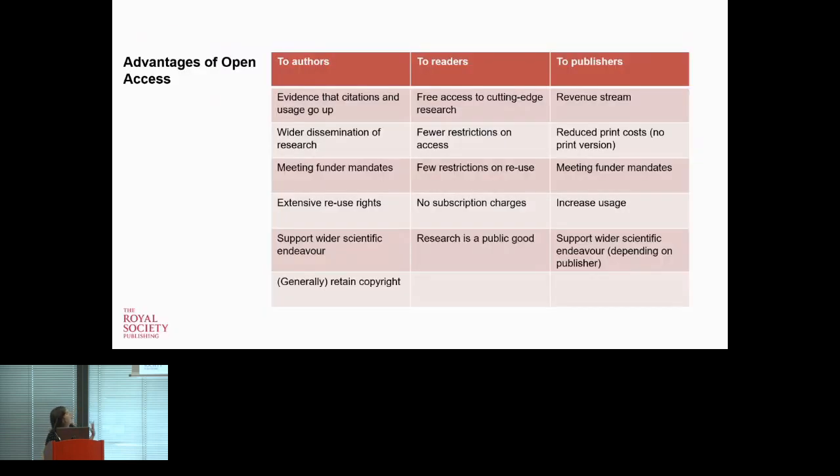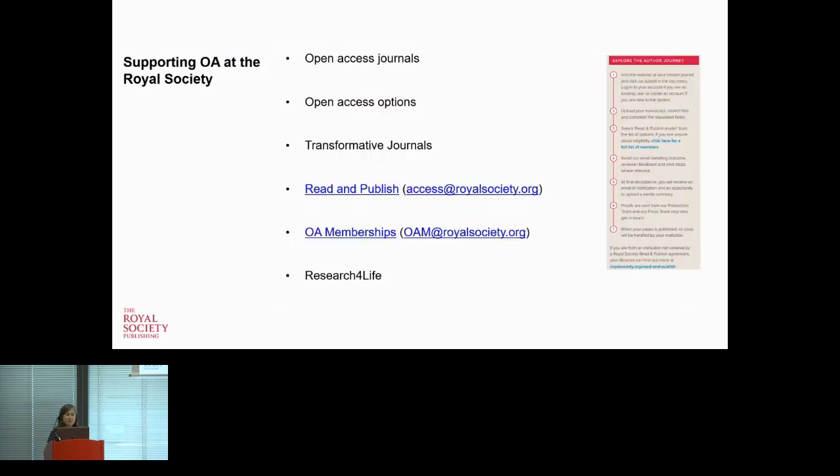And here on this slide, I've got some of the advantages of open access to authors, readers, and publishers. These aren't exhaustive, and I'm not going to go through all of them in depth. Quite a few of them we've talked about already. I'm just going to pick out a few examples. So, as I said, many funders now require work to be published open access. So this can help to meet funder mandates. Also means that readers can easily reuse published work, providing they cite the publication.